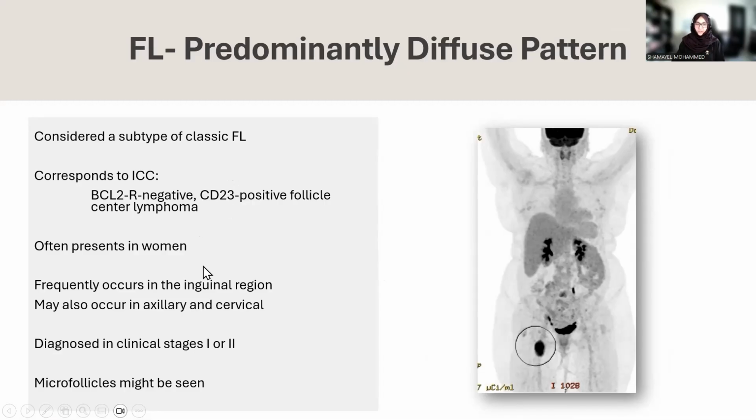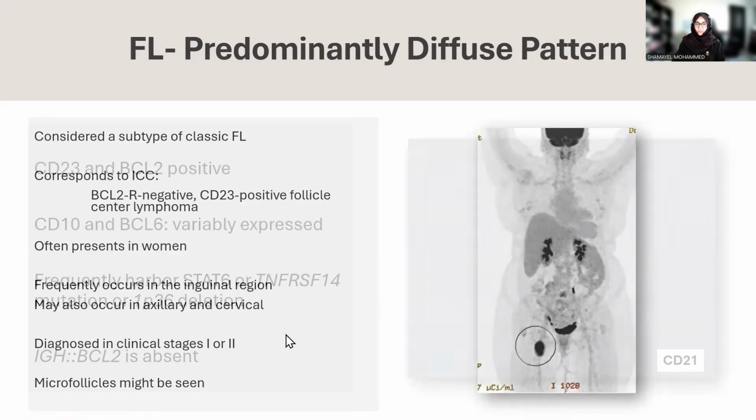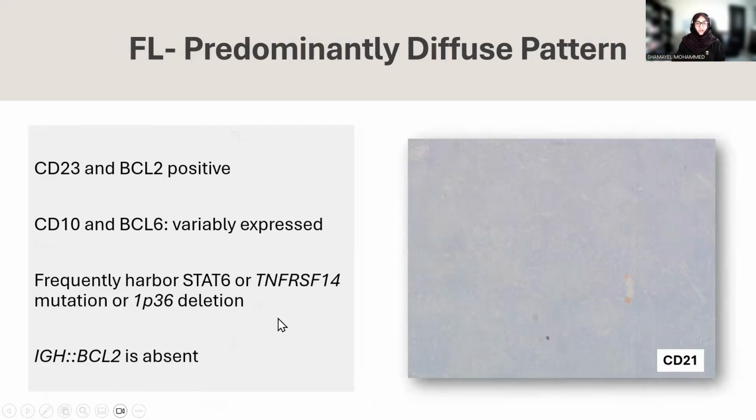Often presents in women in the inguinal area. You might see it in the axilla or cervical region, but they are usually localized with stage 1 to 2, and they might present with a microfollicular pattern, even though they are commonly diffuse, or predominantly, let's say, diffuse.